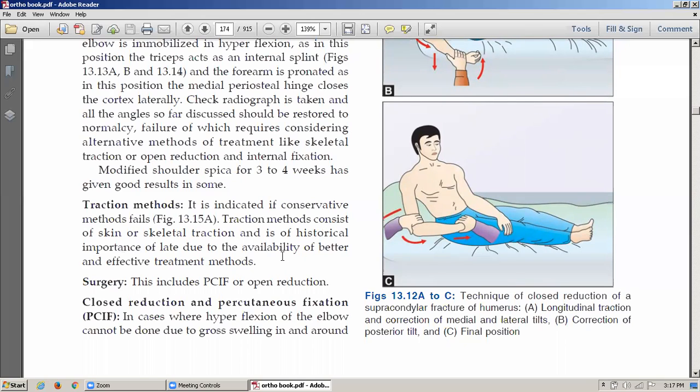Of late, due to the availability of better and more effective treatment methods, surgery includes PCIF or open reduction. Then there is closed reduction and percutaneous fixation, that is PCIF, in cases where hyperflexion of the elbow cannot be done due to gross swelling in and around. This is the technique of the closed reduction.